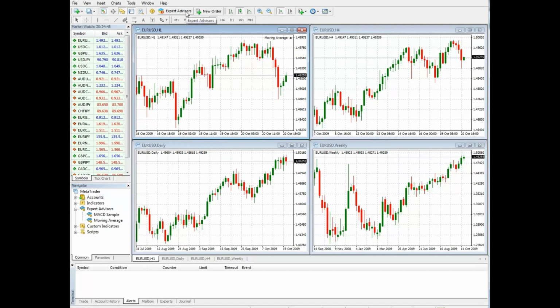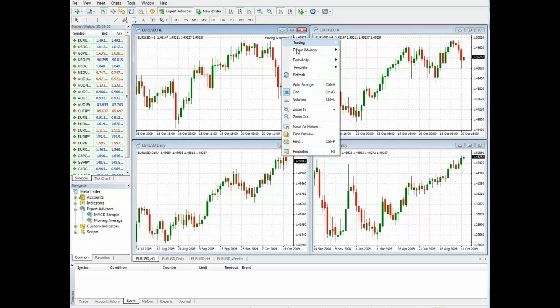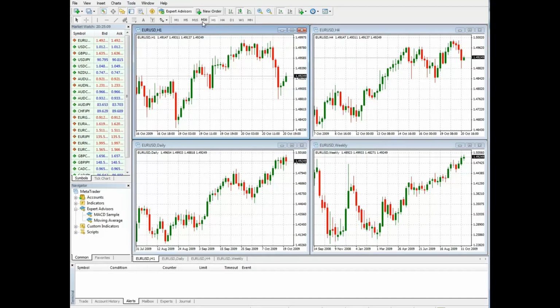Okay, click up here on expert advisors to activate, and when you see the smiley face, you'll know that everything is just fine and that it's all set to automatically place trades. Now what I'll do is remove the expert advisor, and that's that. Okay, the same holds true for indicators.